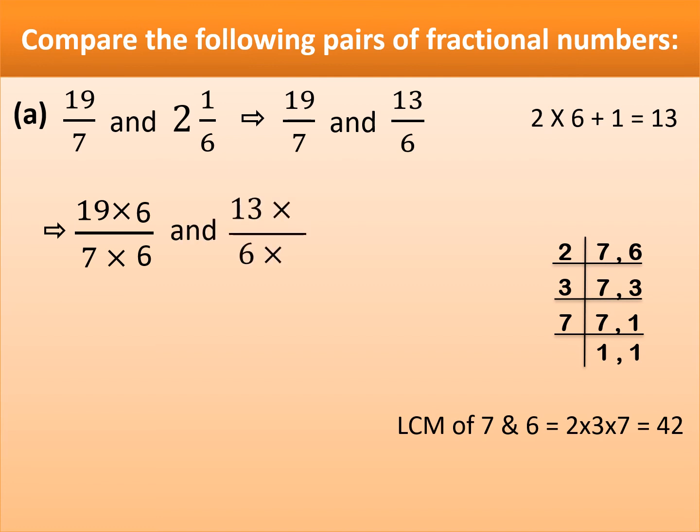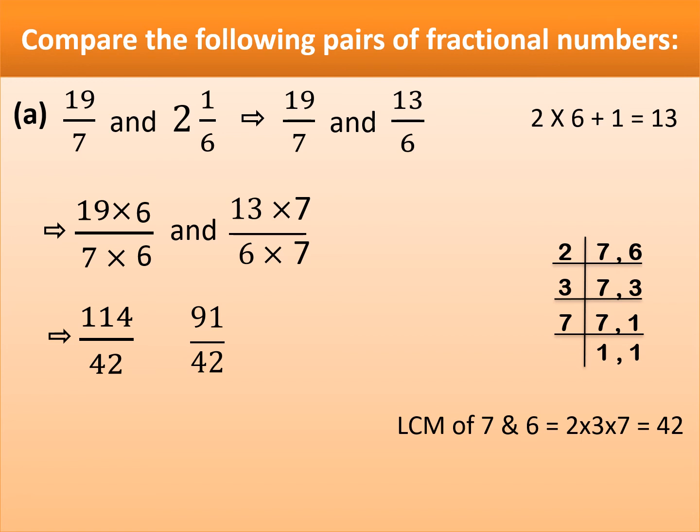The other fraction is 13 upon 6, and we want 42 at the place of denominator. So if we multiply 6, by which digit we get 42? Yes, the answer is 7, because 6 sevens are 42. So we multiply numerator and denominator by the same number 7. 19 sixes are 114 and 7 sixes are 42. So the fraction is 114 by 42. And 13 sevens are 91 and 6 sevens are 42. So the other fraction is 91 upon 42.